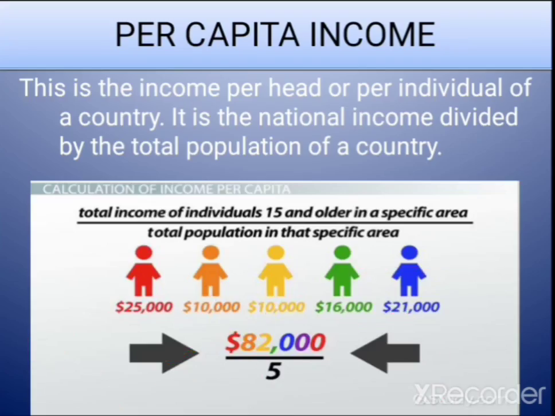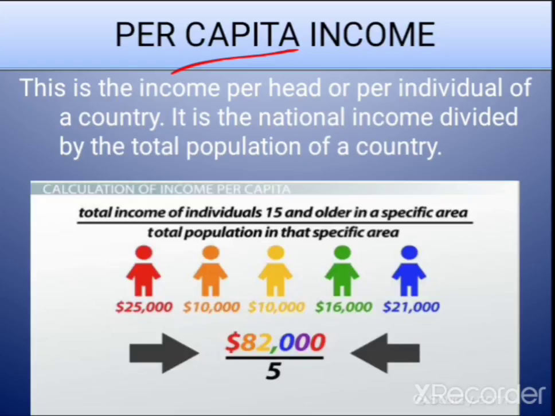Then we have what we call per capita income. Please look at the right spelling. There's no L. Per capita, there's no L. Per capita income is the income per head or per individual of a country, and it is obtained as the national income divided by the total population of a country.